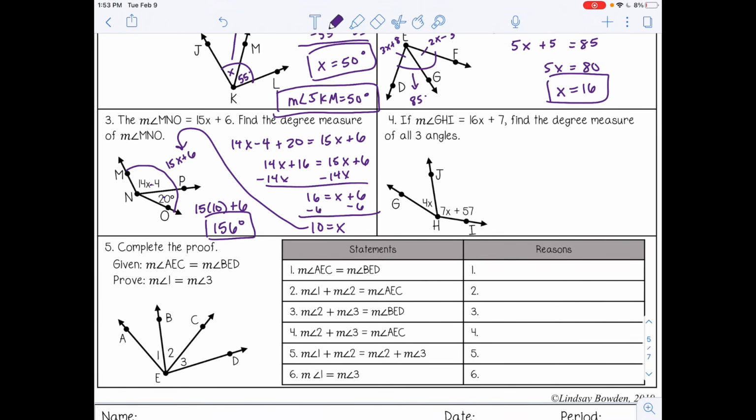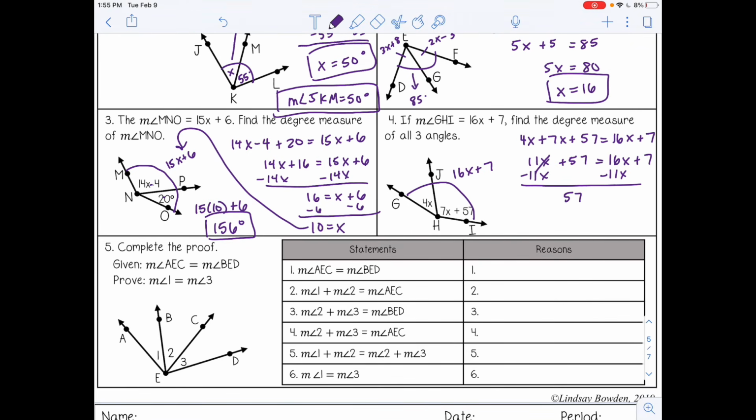All right, the measure of angle GHI, that's the whole thing, is 16x plus 7. And we want all three degree measures. So these two pieces added together equals the whole thing. I have like terms on the left, so I'm going to combine those. 4x plus 7x is 11x. Then I'll subtract my 11x from both sides.